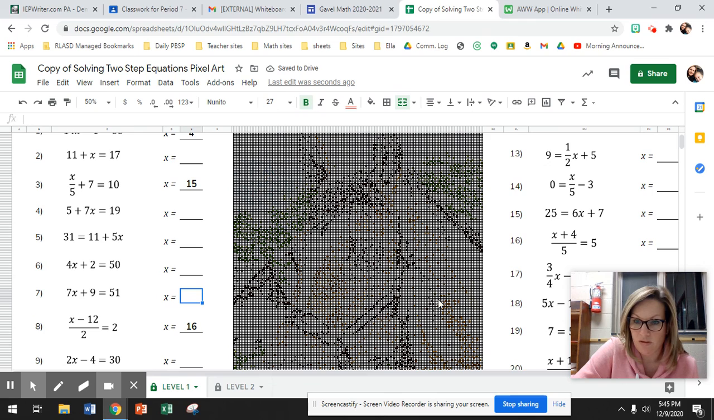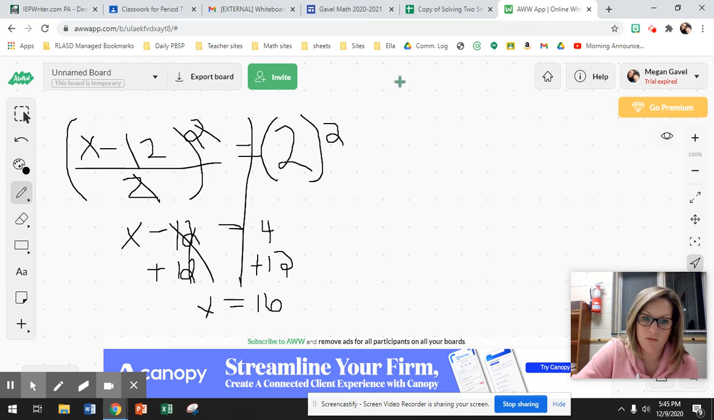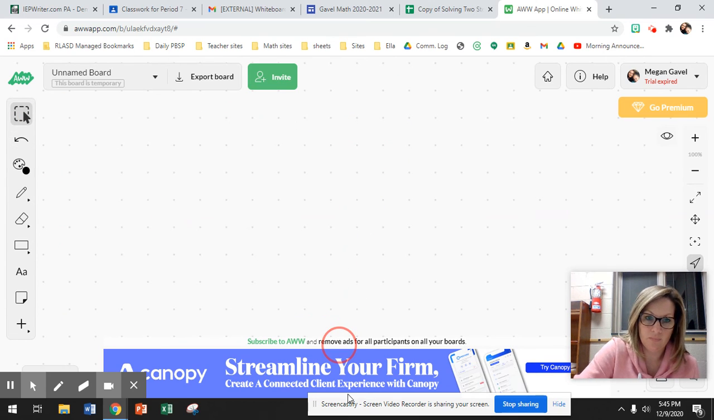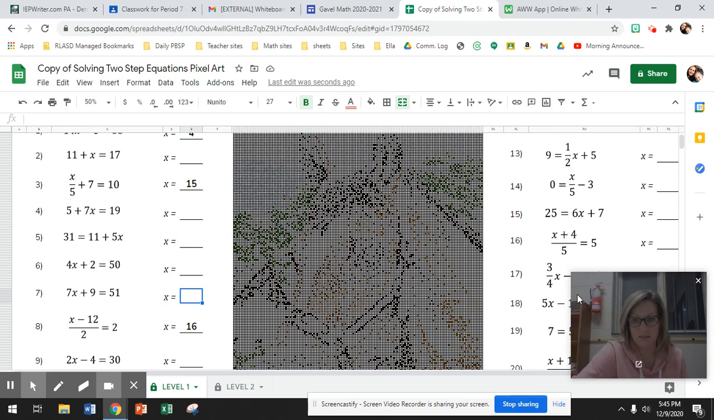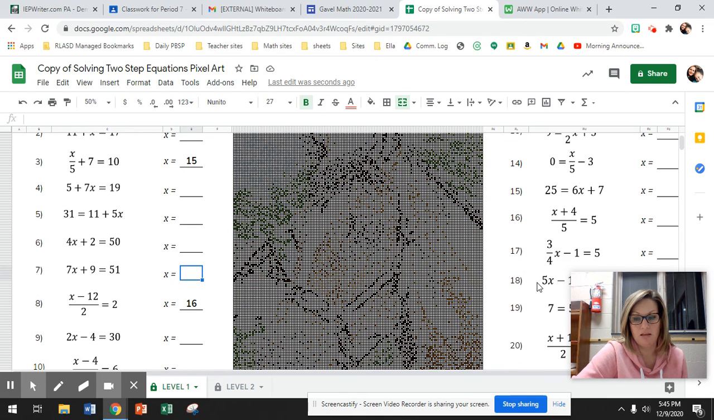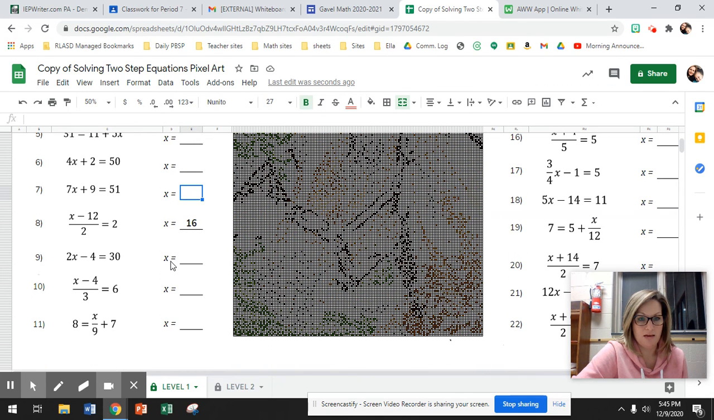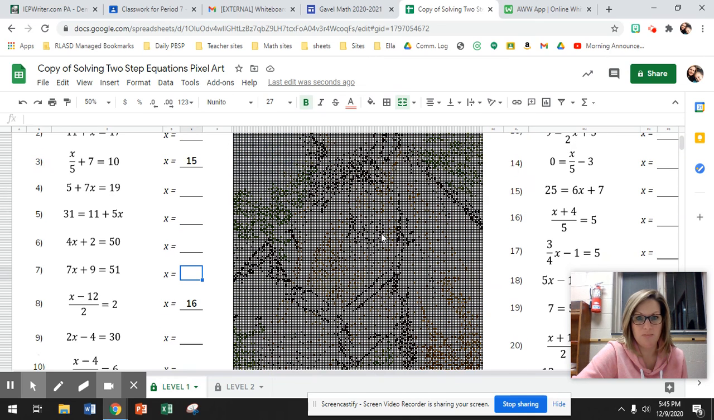We got some more there. Same here. You're going to multiply both sides by 5. And then it's going to be x plus 4 equals 25. Rewatch this video with the examples. And that is all we're doing. We're going to do this whole thing. It is worth 15 points. It is a lot of work. And yeah, you're going to get an image here, kind of like your color by numbers.